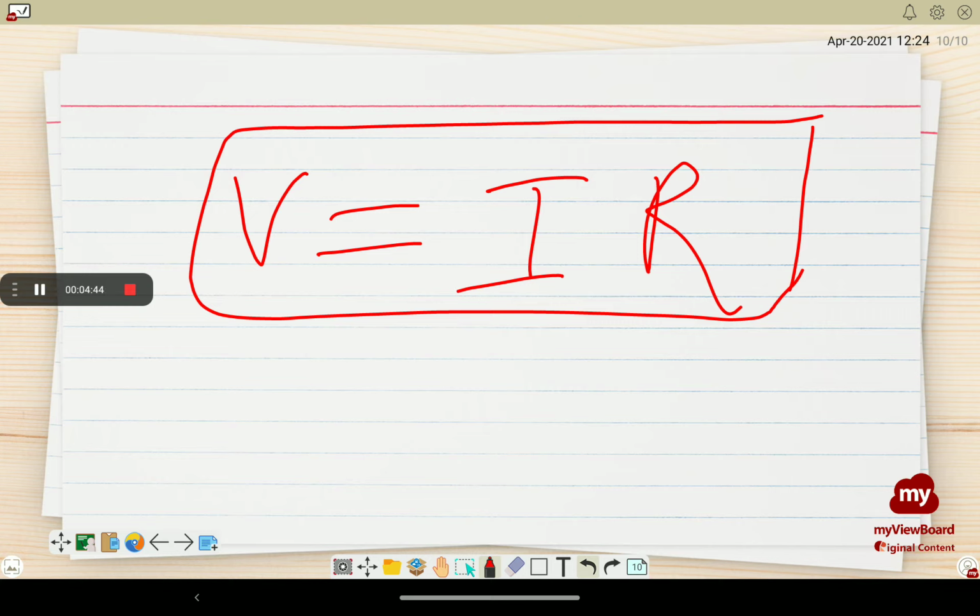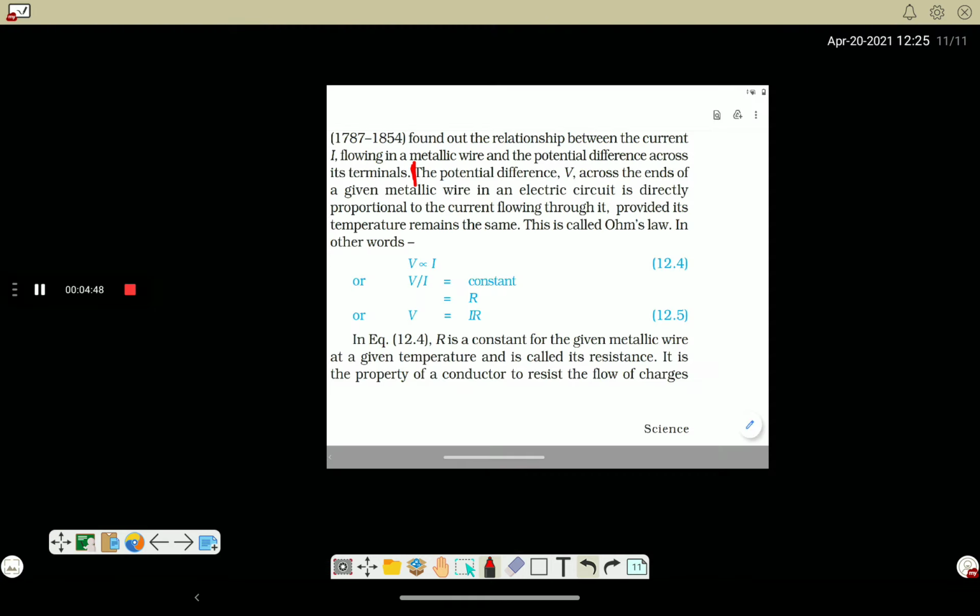Okay. Now you have to write in your notebook what is Ohm's law. So you will write Ohm's law from the red mark started. The potential difference V across the ends of a given metallic wire in an electric circuit. When we have a metallic wire, then the potential difference across it is directly proportional to the current flowing through it, provided its temperature remains the same. This is called Ohm's law.